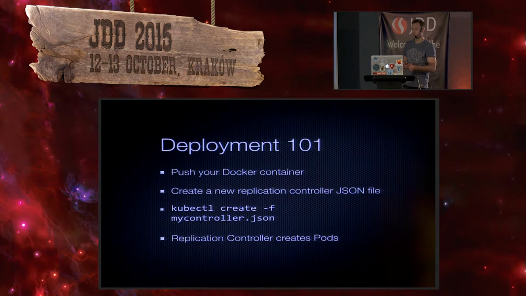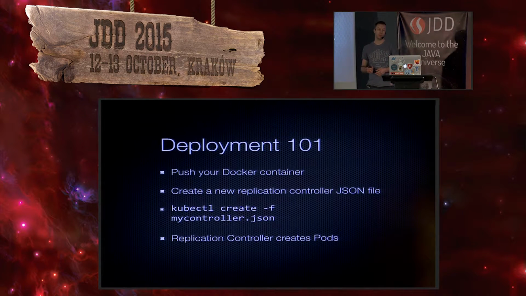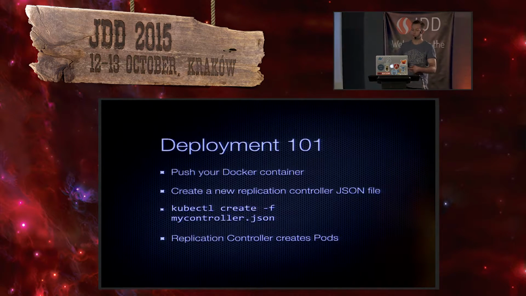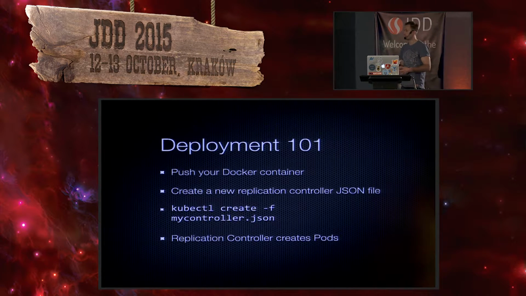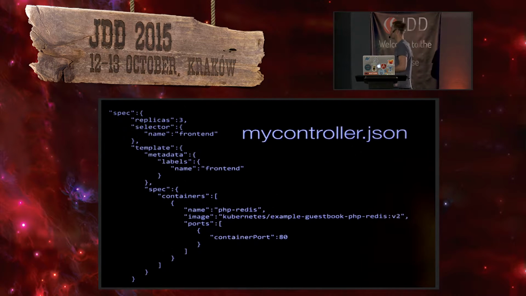Given this JSON file that we have, we can use kubectl, the kube control tool, that's a command line tool we get with Kubernetes, to start everything up, to start a deployment. The replication controller will be created on the master, and in its turn, that will create the pods on the different nodes that we have. Well, okay, that's kind of okay-ish.